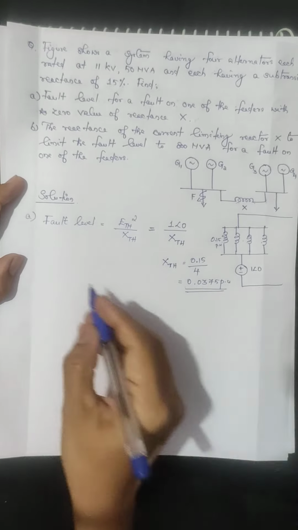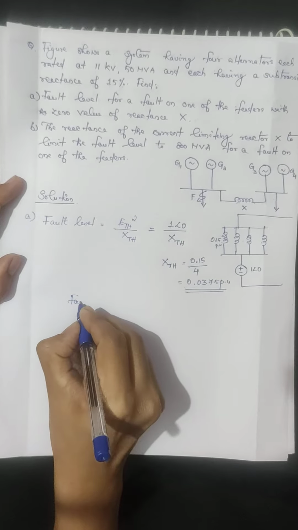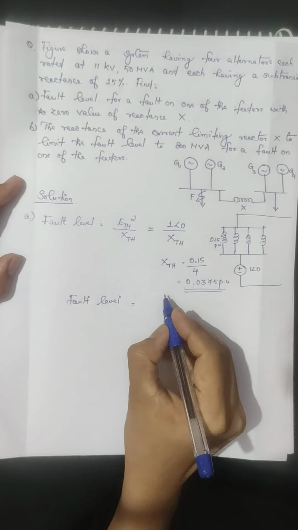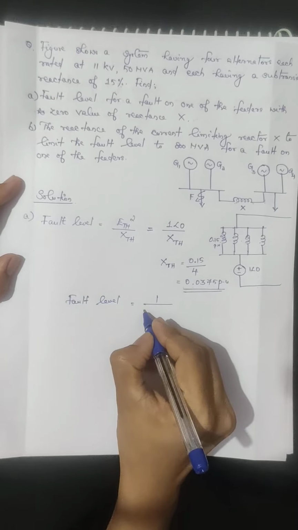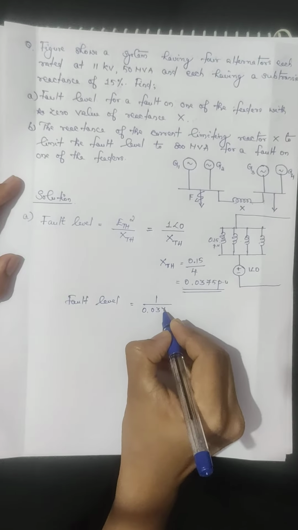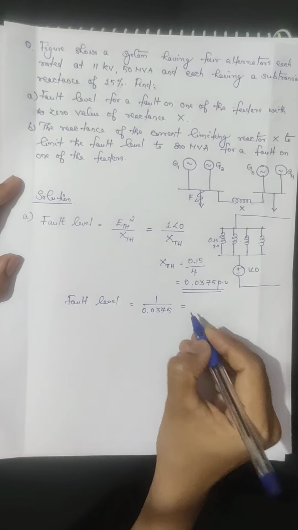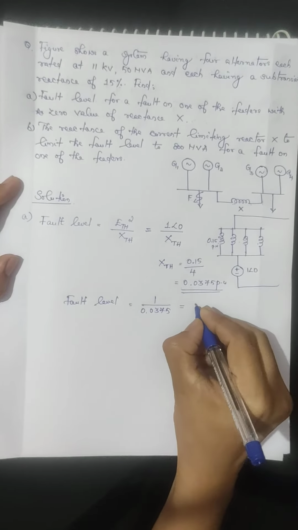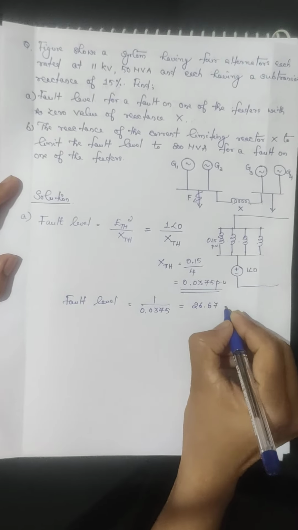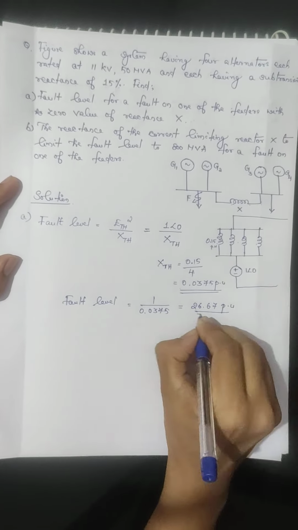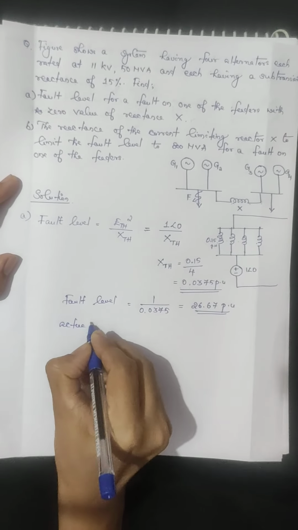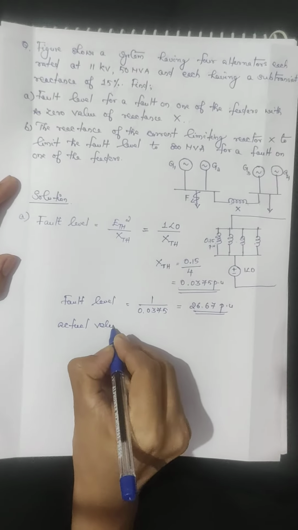It will be 0.0375 per unit. So fault level for this particular case will be, fault level is equal to 1 divided by XTH, that is 1 divided by 0.0375, which is equal to 26.67 per unit. So we have got the per unit value of fault MVA. Now let us calculate the actual value of fault MVA.